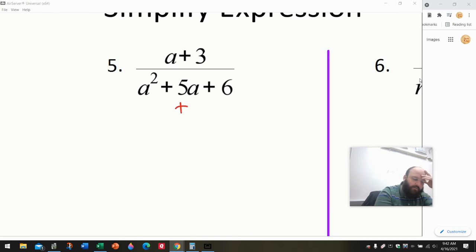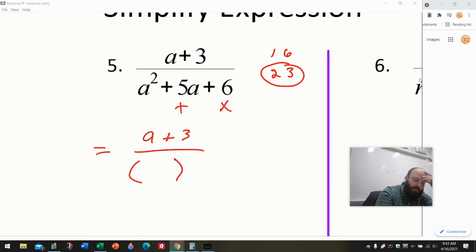If you recall, factoring those, you need two numbers that multiply to give us 6, but add to give us 5. Our two factor pairs of 6 would be 1 and 6, or 2 and 3. And the two numbers that add to give us 5 are 2 and 3. So we can go ahead and break up the denominator into its two linear factors, and those are a plus 2 and a plus 3.